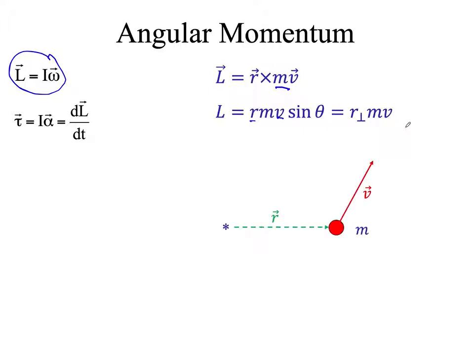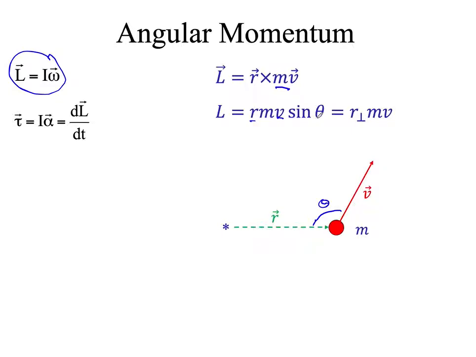So how do you solve this real quick? If you're interested in the angular momentum of this mass m relative to this asterisk over here, how would you do it? You draw a radius vector from the asterisk over to where the mass is, and you would also be interested in the theta, which is the angle between these two vectors. So you would just take the radius times the mass times the velocity times the sine of the angle.